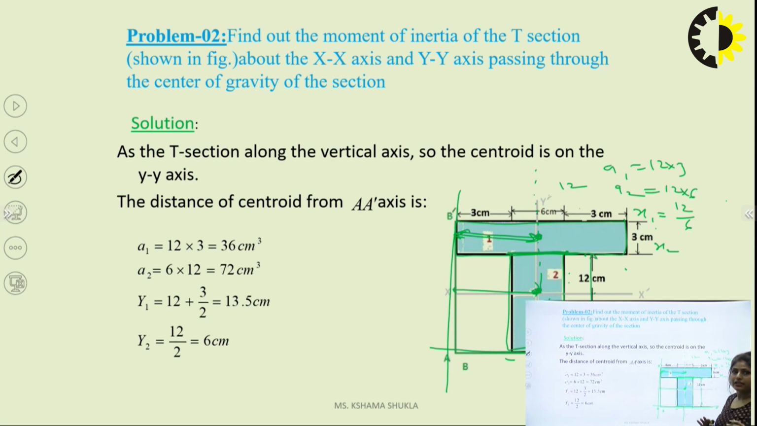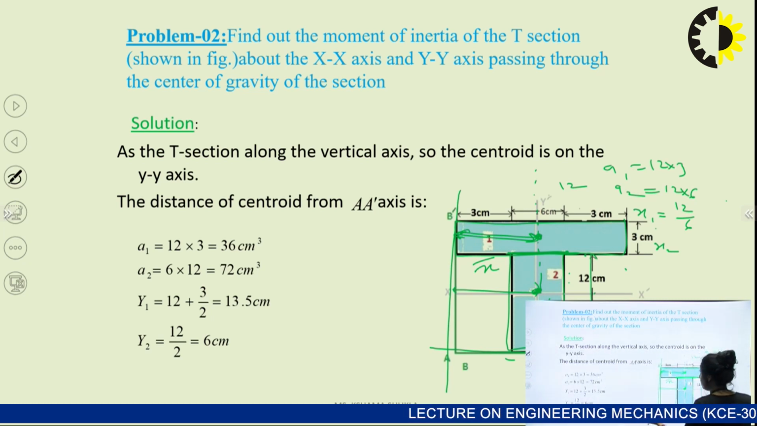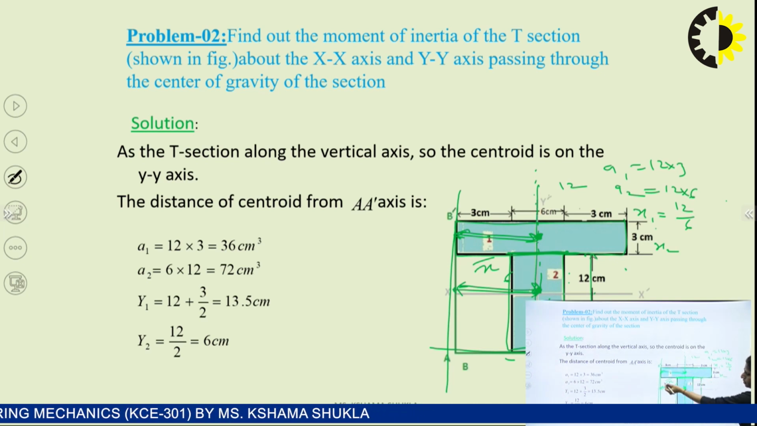I can say that the CG, the x bar, we don't need to find in this question, because it is simply half. Like 3 plus 6 plus 3 is 12, it lies at 6 centimeter. It will lie in the center. The center lies here, the line is matching. So I can say that it is simply 6 centimeter.